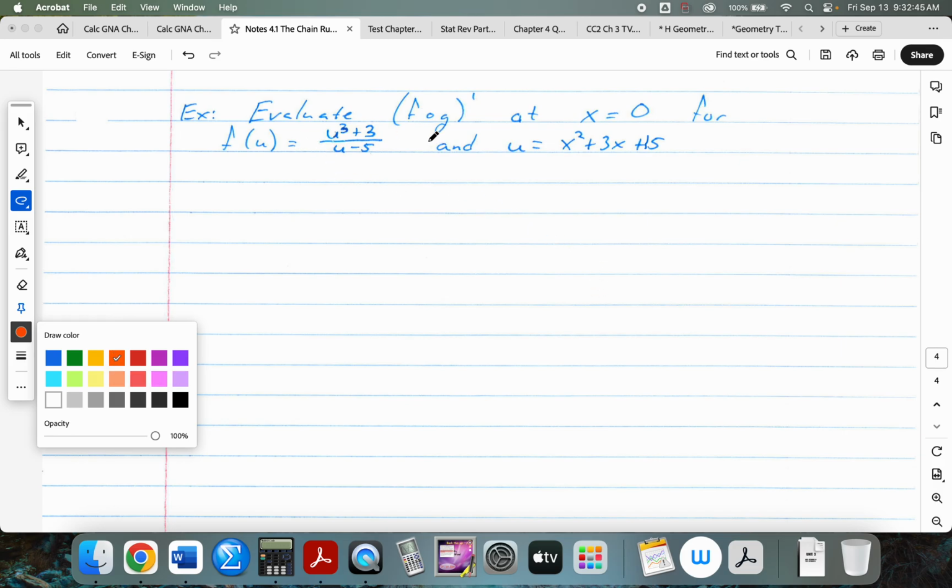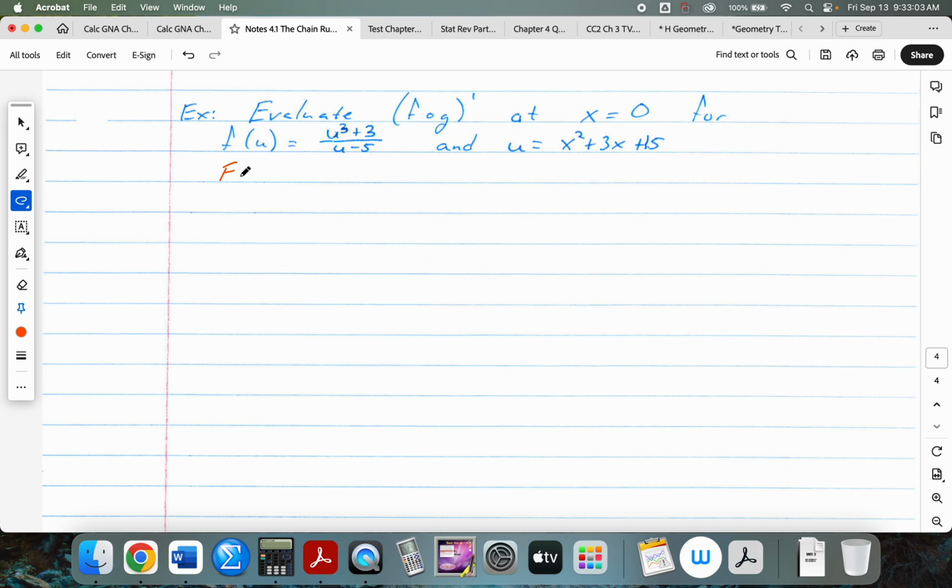All right, so we're evaluating f of g prime at x is equal to 0 for this. Now, remember, that's kind of an old school notation. So what they're really asking is they're saying, find the derivative with respect to x of f of g of x.